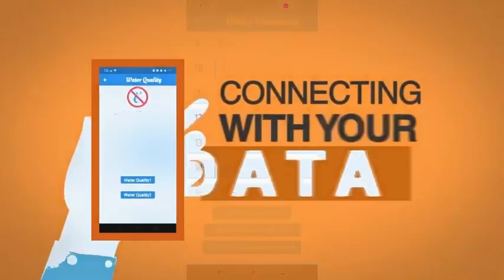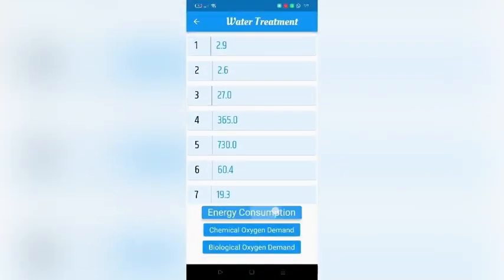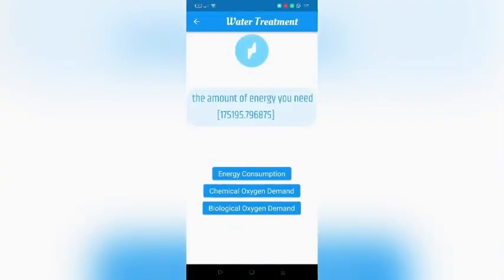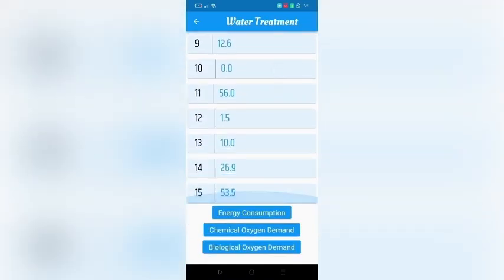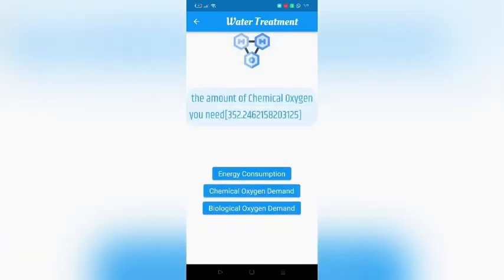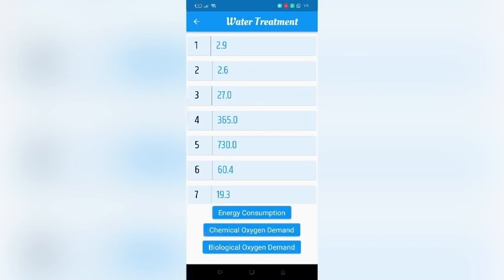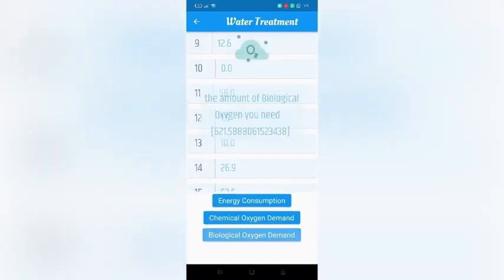Using this smart application, the water treatment process can be controlled. Find out the desired output, the amount of energy required for processing, and the amount of chemical oxygen. Finally, the amount of biological oxygen. This smart solution will save you time and money.